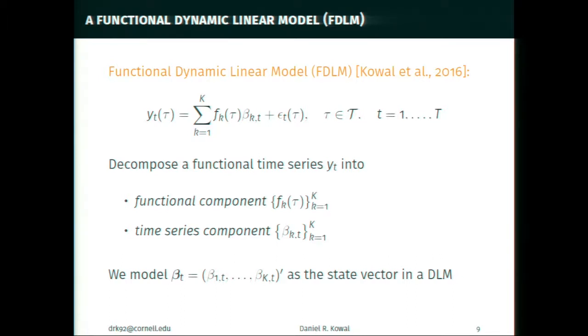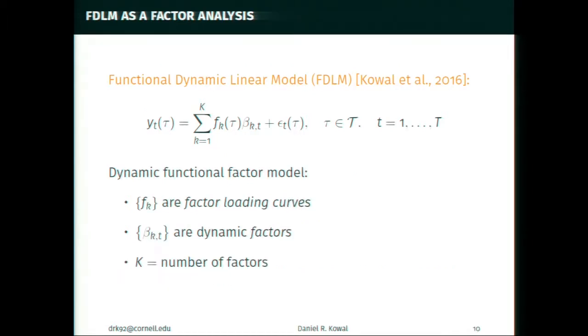So we'll model those as smooth unknown curves, and the betas we'll model as a state vector in a dynamic linear model. So the machinery for that is well developed. Another way to think about this is as a factor model, in particular, a dynamic functional factor model. Those f_k are loadings. We'll model them as smooth unknown curves, so we can call them factor loading curves. The betas are the factors, and of course, we'll put a time series model on those as well, so we'll call them dynamic factors. And here, K is the number of factors, something that has to be specified.